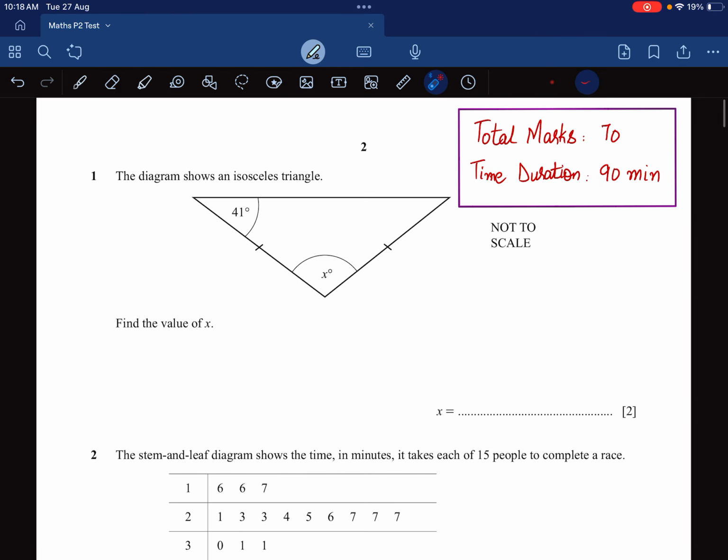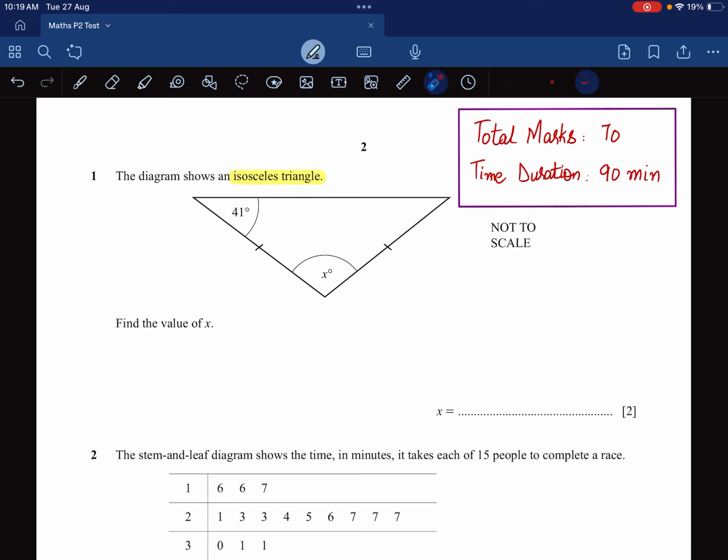So here we have IGCSE 0580 Maths. It's actually a test. I gave it to my students as well. So we're going to be solving that. Alright, starting with the first question. Okay, the diagram shows an isosceles triangle. Alright, that's great that they have already mentioned it's an isosceles triangle.